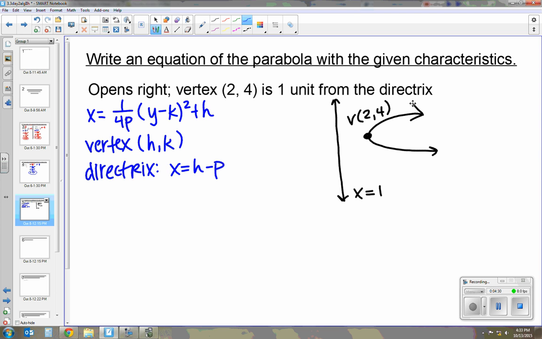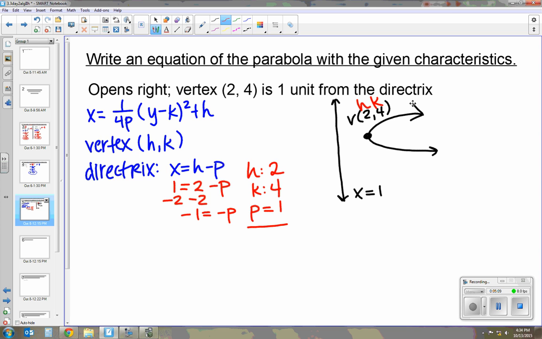Okay, so we have all these pieces of information. So we need to know our vertex, which is our h and our k, to write this equation, and we need to know our value of p. Well, if we look at this, we have our vertex, so that's our h and our k, but we need to find our p. Well, if I know that my directrix is x equals 1, I can put a 1 in for x. I know that my h is 2, and now we can solve for p. We can subtract the 2. Negative 1 equals a negative p, so p is equal to 1. So now I have my p, my h, and my k. My h is 2, my k is 4.